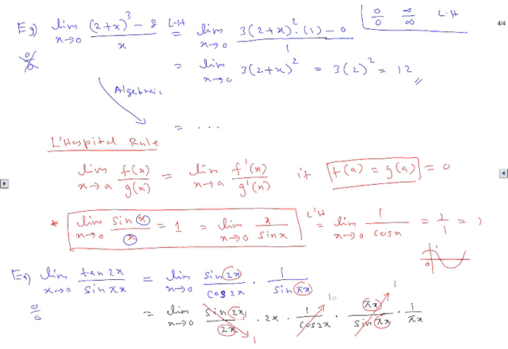Now what we're going to do, for the other one, you can cancel this x. You're going to cancel this x, cancel that x. So you're going to get 2 over pi. So the answer is 2 over pi.